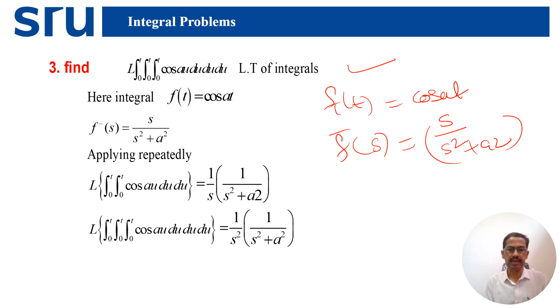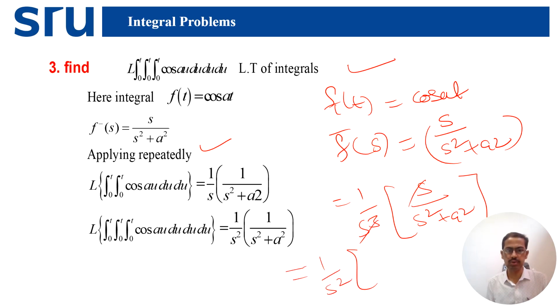Now apply it repeatedly 3 times. One time you apply 1 by s, second time 1 by s square, third time 1 by s cube. So it is 1 by s cube, applied repeatedly 3 times, into s by s square plus a square. Now s gets cancelled. So this is equal to 1 by s square into 1 by s square plus a square. This is the Laplace transform. This is about the Laplace transform of integrals, right?